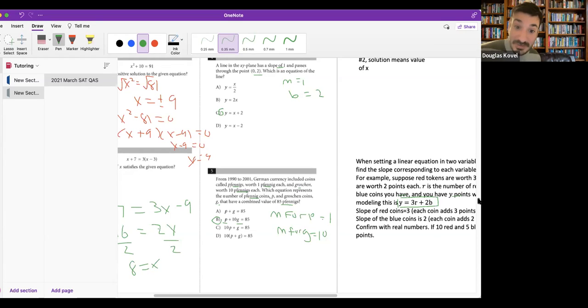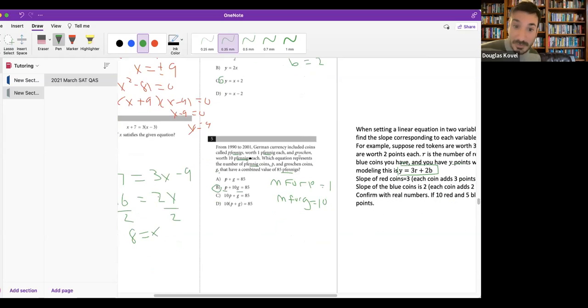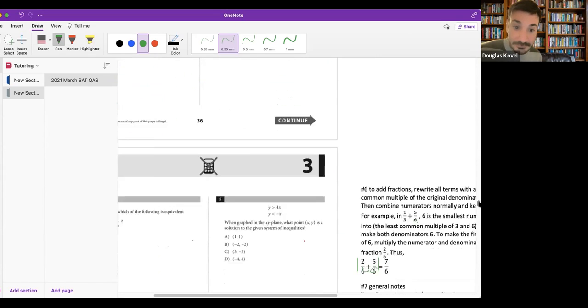Honestly, the way I first did this to help me make sense of it, just to put it in terms more relatable to me, I changed the word pfennig to pennies and groschen to dimes. And then I made it like how many pennies and dimes are worth 85 cents. And then it was a lot easier for me to kind of visualize.